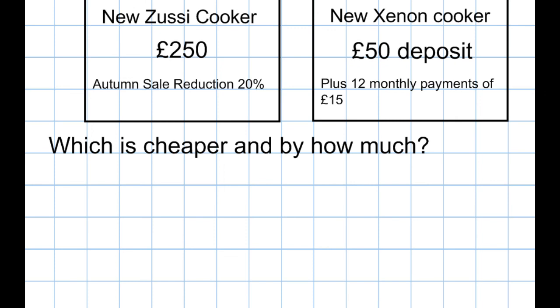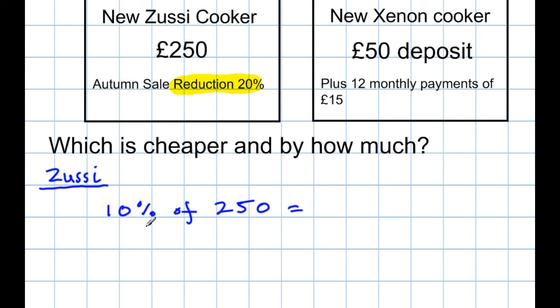Well, we're going to work out the cost of each of these. So, set out your work like this, so the examiner or any other reader can tell what you're doing. We're going to work out the cost of the Zusi first. So, 20% reduction. What does that mean? It means 20% is being taken off. So first we work out what 10% of £250 is.